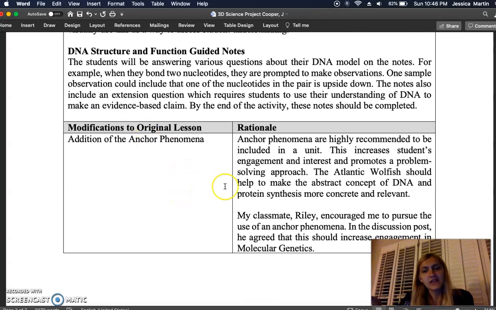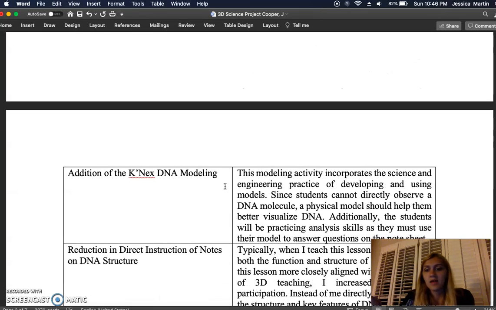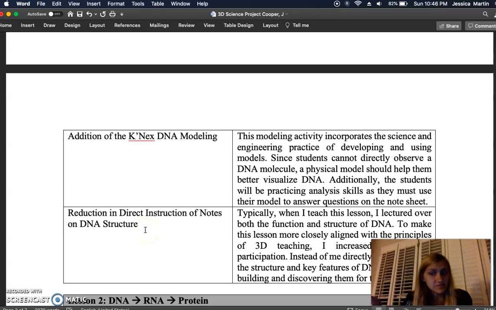And so some modifications that I made to this lesson that I've learned about it being in this class about three-dimensional learning is I added in that anchor phenomena. I added in the modeling, and I reduced my amount of direct instruction. Typically, this would be a pretty heavy kind of lecture day, and so I really scaled that back and increased student-led learning with the modeling.